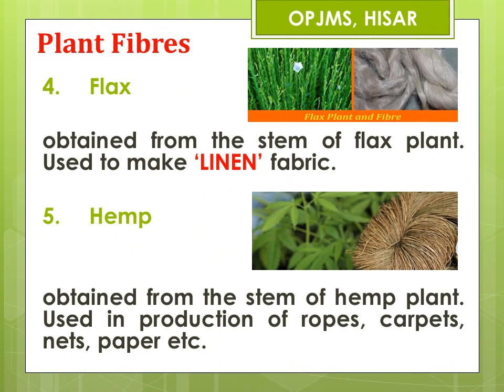Flax is another plant fiber that is obtained from the stem of the flax plant. It is woven to make a fabric known as linen. Flax fibers are also used for the production of ropes and high quality paper. Another plant fiber is hemp, which is also obtained from the stem of the hemp plant. It is used for production of ropes, carpets, nets, paper, etc.